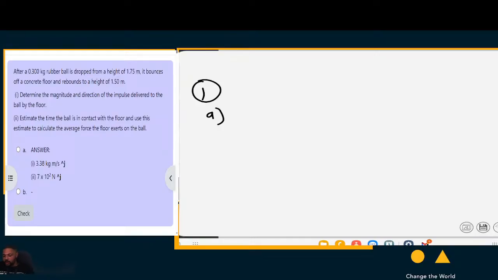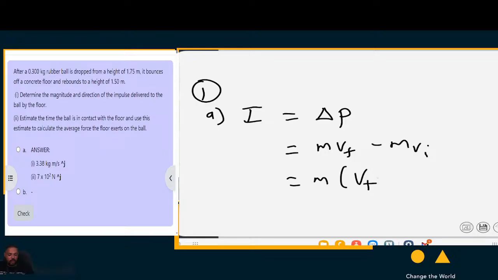Now they ask us, A, determine the magnitude and direction of the impulse delivered to the floor. But what is impulse? Impulse is nothing but the change in the momentum. And how do we get the change in the momentum? Mass times velocity final minus mass times velocity initial. In this case, the mass will be constant, so it's just velocity final minus velocity initial.